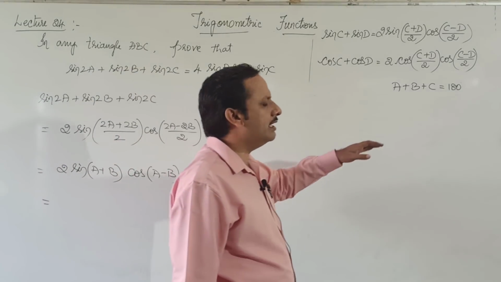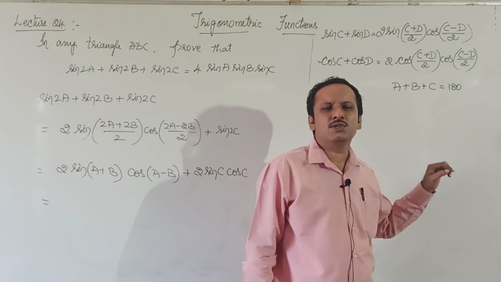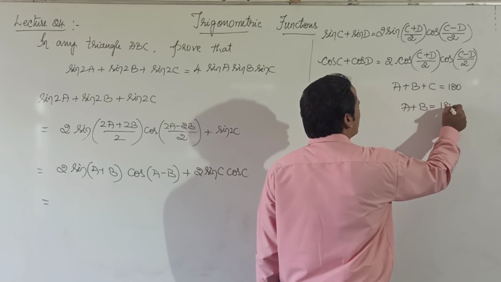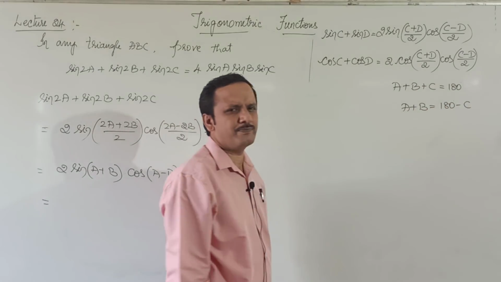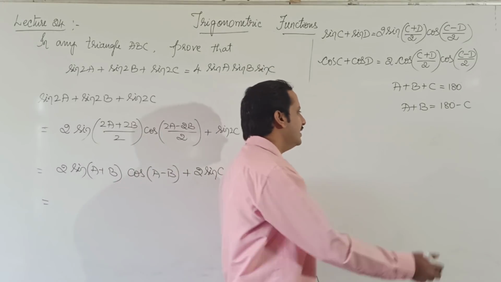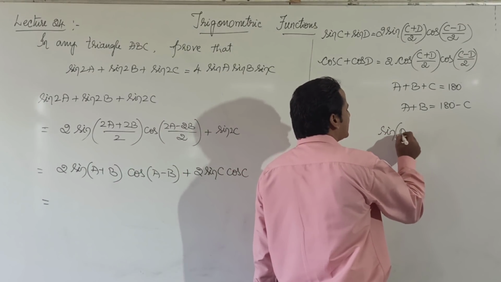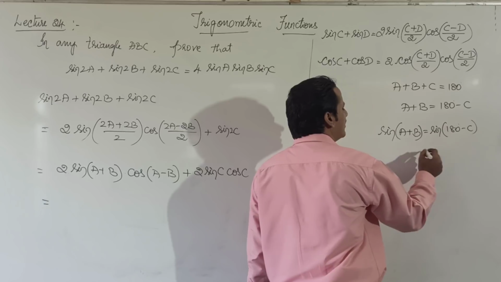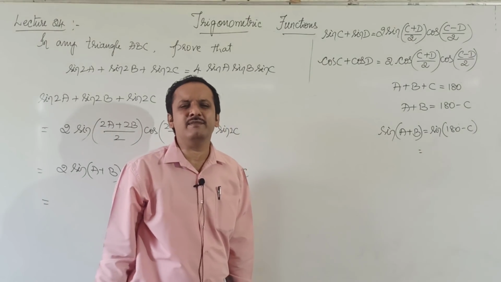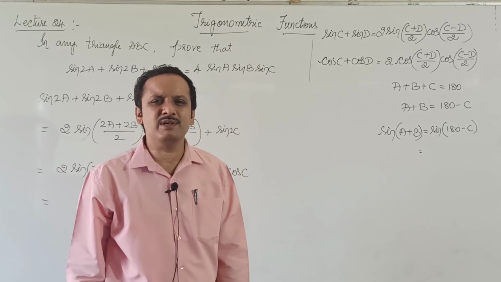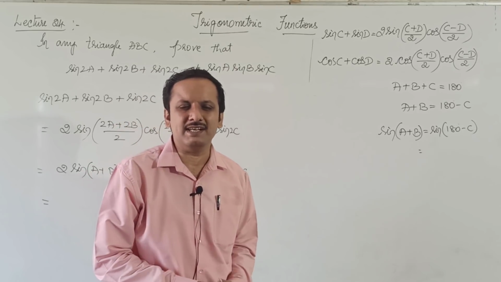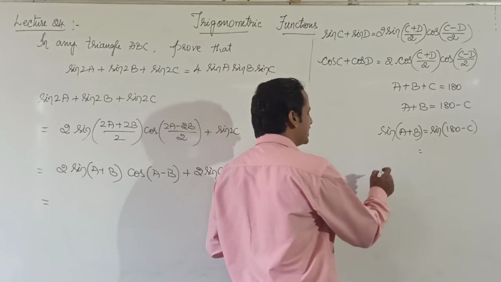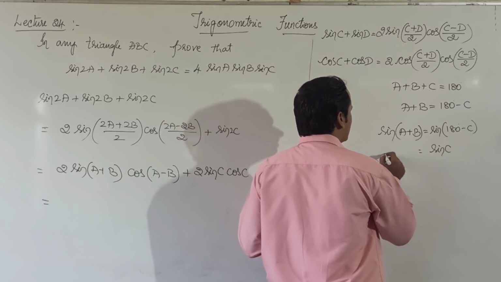Further, look here, it's a triangle ABC that we are considering. So A plus B plus C is equal to 180 degrees. From this I can write A plus B is equal to 180 minus C. If I take sin on both sides, I am getting sin (A plus B) is equal to sin (180 minus C). What is sin (180 minus theta)? Sin (180 minus theta) is the same as sin theta, because 180 minus theta is in the second quadrant. In the second quadrant, sin is positive. So we are using the horizontal line, so the same function, sin C. Sin (180 minus C) is equal to sin C.